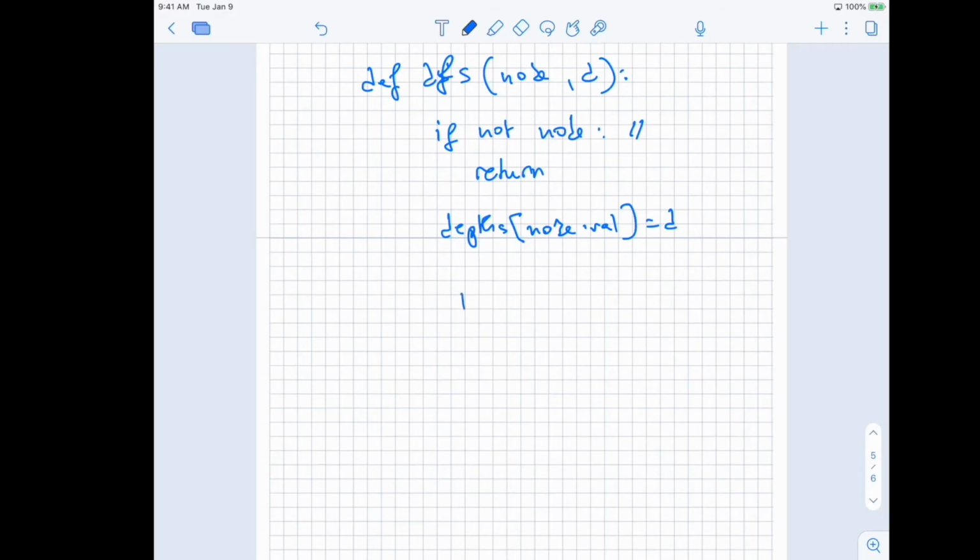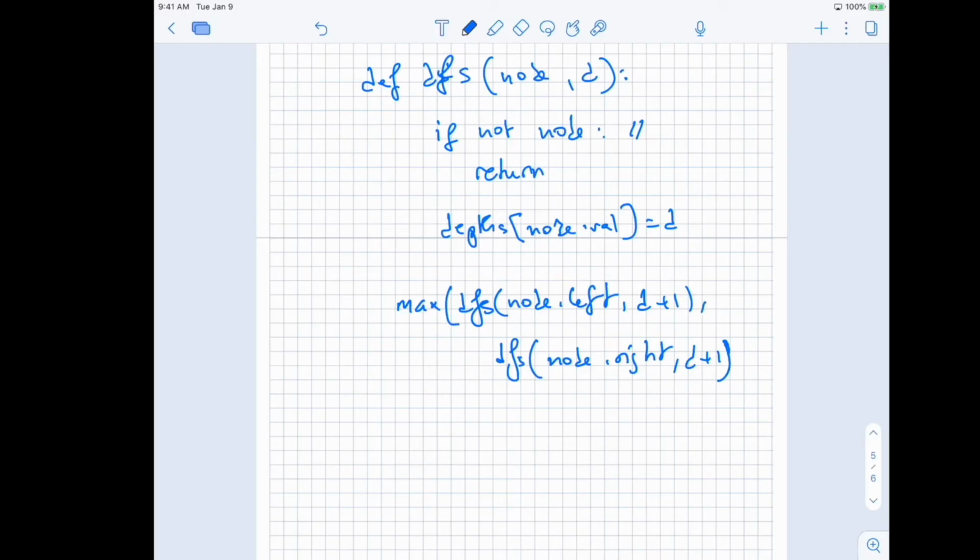So we know that we want to go left. So that would be on D plus 1. And we want to go right. So that would be on node dot right, on depth plus 1. So this would be enough for the depth, but we also want to compute the height. So the height is just the max of the height of the left and the right subtree, right? So this would be the max between these two. But each time we go down, we increase the height by 1. So this would need to be plus 1, right?